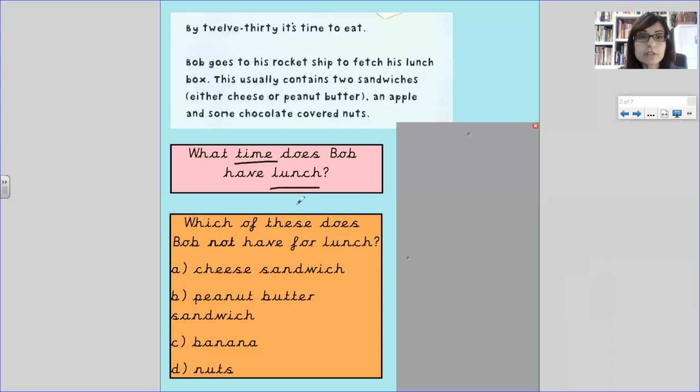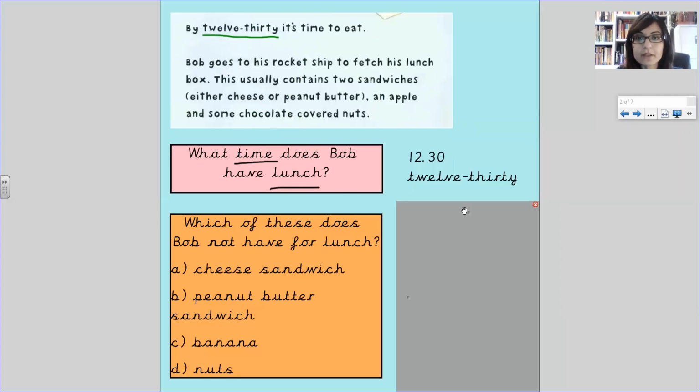So, what time does Bob have his lunch? If I go back and read it again, by 12:30, it's time to eat lunch. Bob goes to his rocket ship to fetch his lunch box. This usually contains 2 sandwiches, either cheese or peanut butter, an apple, and some chocolate-covered nuts. The only time that we can see is 12:30. Shall we check if that's right? There we go, 12:30. Well done.